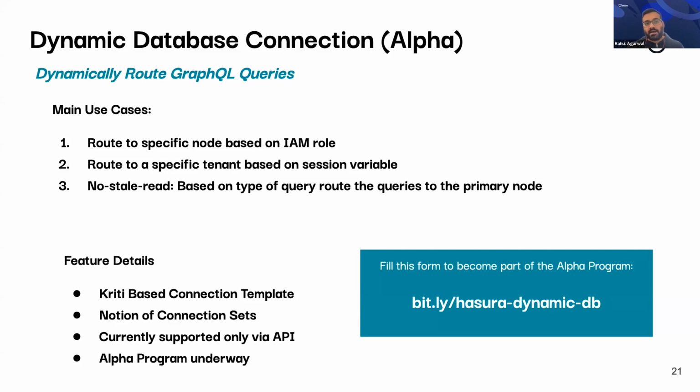And the reason why that is possible is because the solution is a template-based connection. So you can go wild with this feature, if I may say, and that's why we are rolling it out in an alpha beta kind of manner so that we are able to contain the surface area. And we have introduced a new notion of connection sets, currently supported only via API.